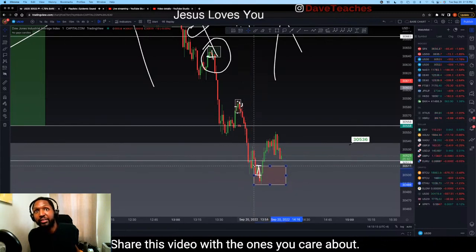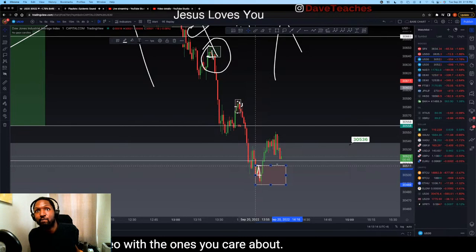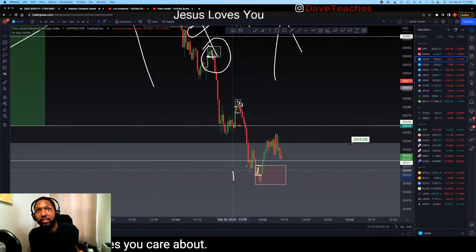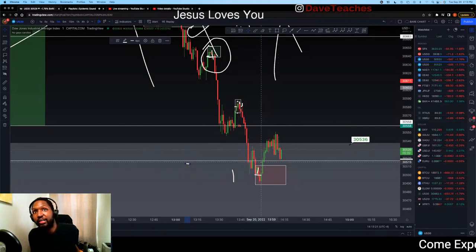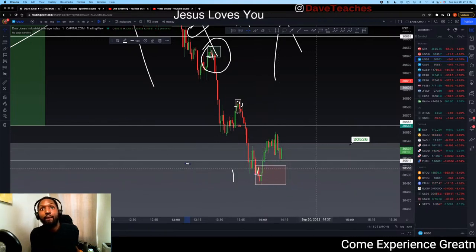Just move this back down here because this is the area that broke structure to the top side. Then you guys see a little tiny imbalance inside of it, so just watch that.